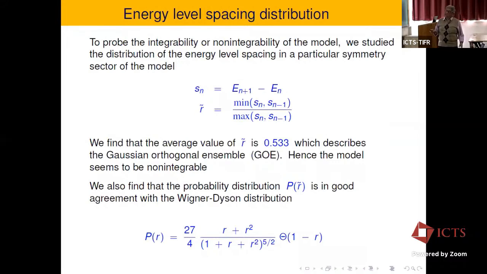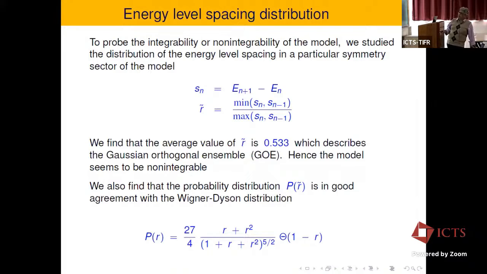Okay, so the next thing we did is we wanted to know whether this model is integrable or non-integrable. One of the standard tools for that is to look at the energy level spacing distribution. This has appeared in some talks earlier. You look at the nearest neighbor difference between energies, and then you look at this quantity R tilde, which is the ratio of the minimum value and the maximum value of 2 neighboring values of Sn. We find from our calculations that the average value of R tilde is 0.533, which is very close to what you expect for a Gaussian orthogonal ensemble. So the model appears to be non-integrable.